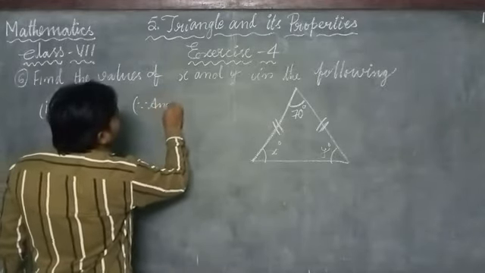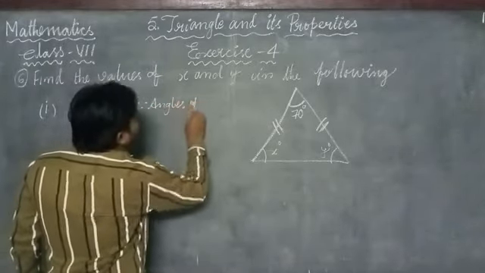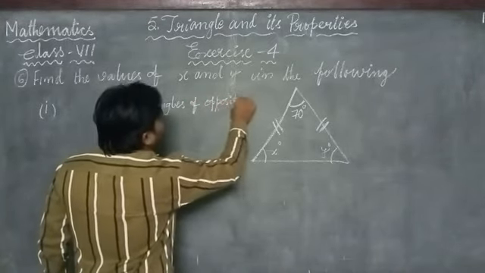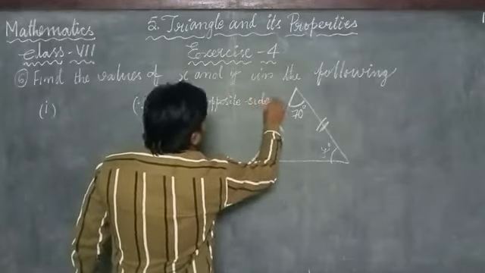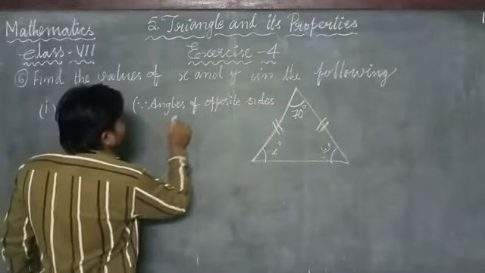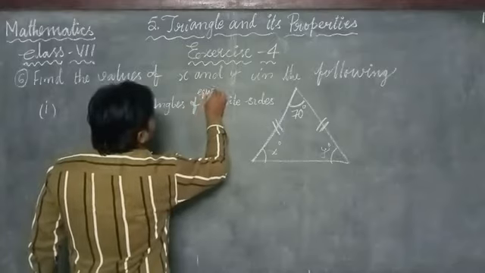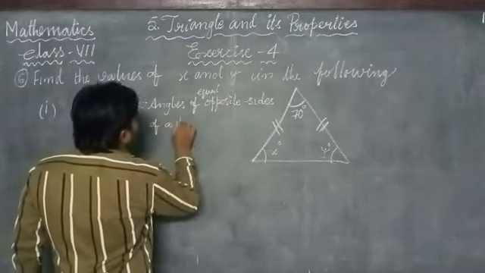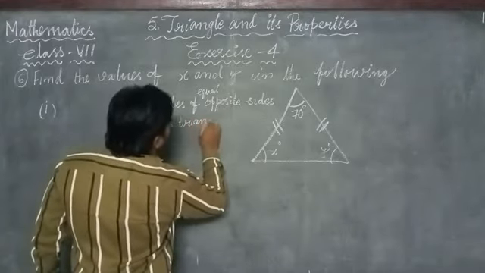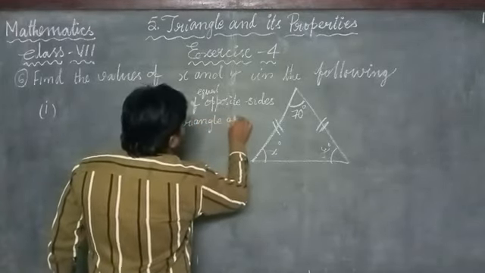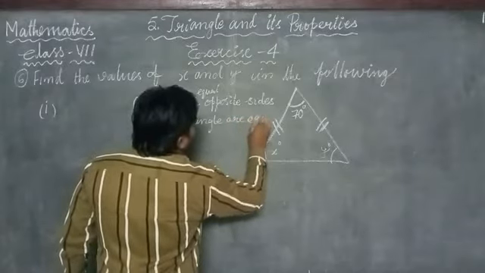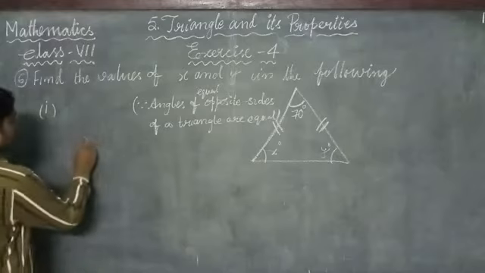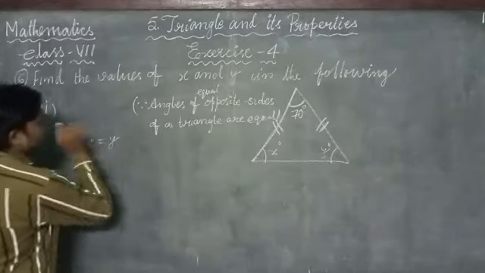So since the angles opposite the equal sides of a triangle are equal, from this property we can write x equals y.